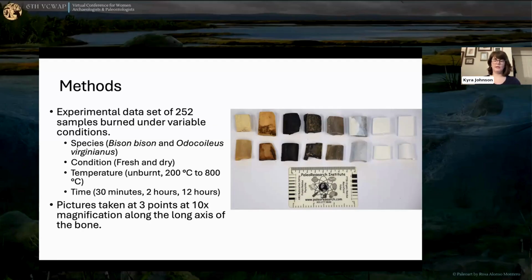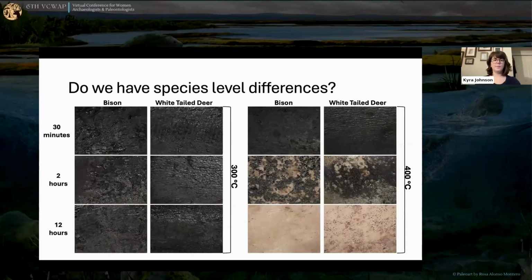I also burned the bones at a range of unburnt, and 200 to 800 degrees Celsius at 100 degree Celsius increments. And then I also had 3 different times that I burned them at: 30 minutes, 2 hours, and 12 hours. After all the burning was complete, I was then able to take those bones and take 3 pictures at 10 times magnification along the long axis of the piece.